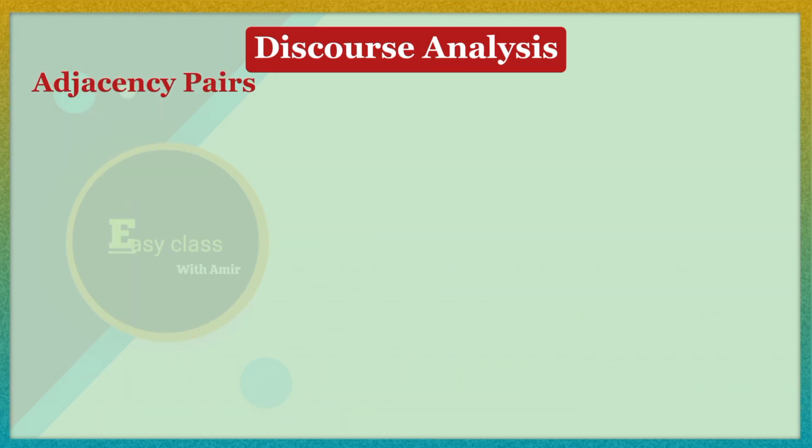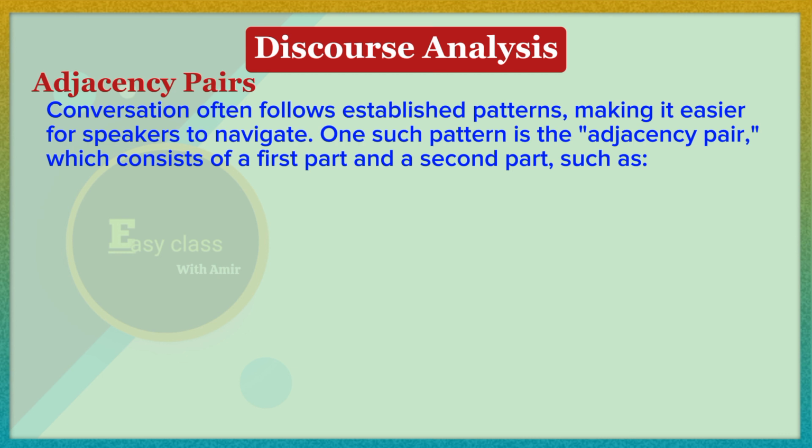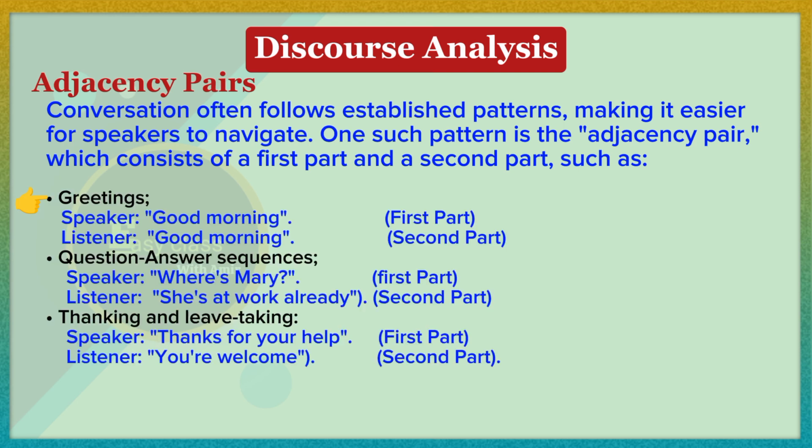Adjacency pairs. Conversation often follows established patterns, making it easier for speakers to navigate. One such pattern is the adjacency pair, which consists of a first part and a second part, such as greetings, speaker: good morning, first part; listener: good morning, second part; question-answer sequences, speaker: where's Mary, first part; listener: she's at work already, second part; and thanking and leave-taking, speaker: thanks for your help, first part; listener: you're welcome, second part.